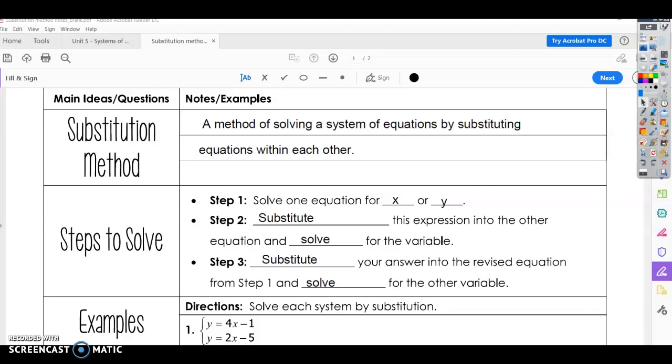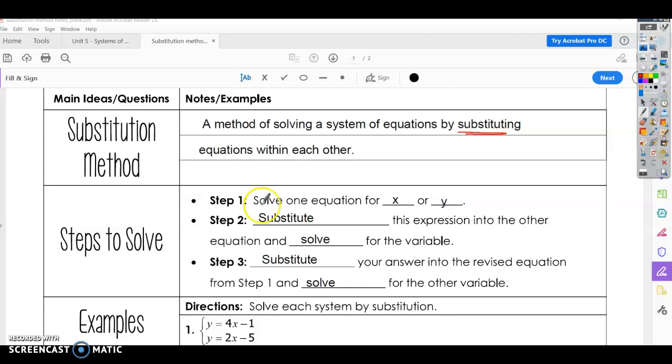Okay, so we're still working on systems of equations. Remember, systems of equations are two or more equations, and today we're going to look at a method called substitution. The substitution method is a method of solving a system of equations by substituting equations within each other. Here are the steps for solving using substitution.